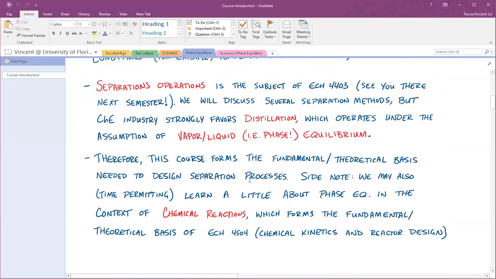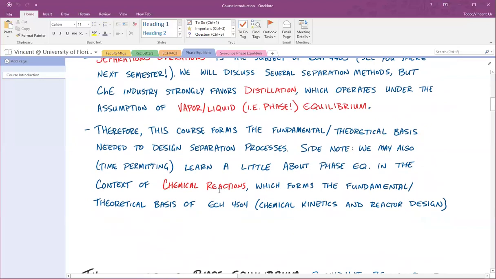in separation processes. And then to a lesser extent, it also forms the basis of ECH 4504, which is chemical kinetics and reactor designs. There's also some phase equilibria stuff that you can look at with chemical reactions that we'll talk a little bit about at the end.